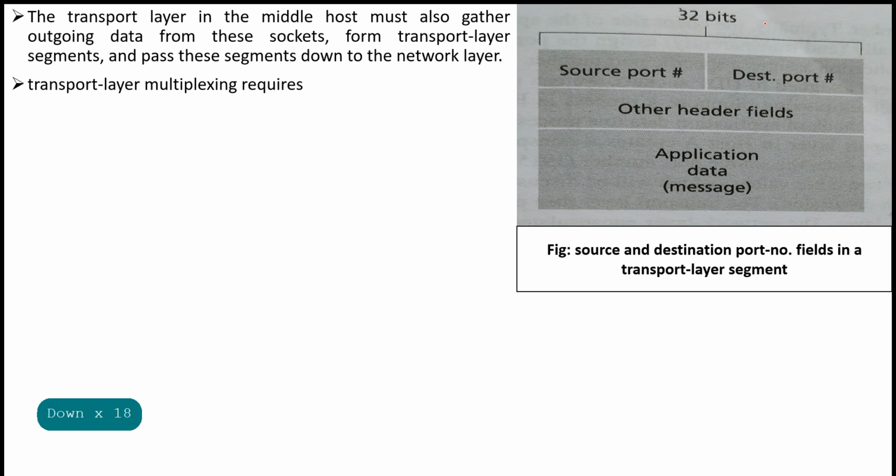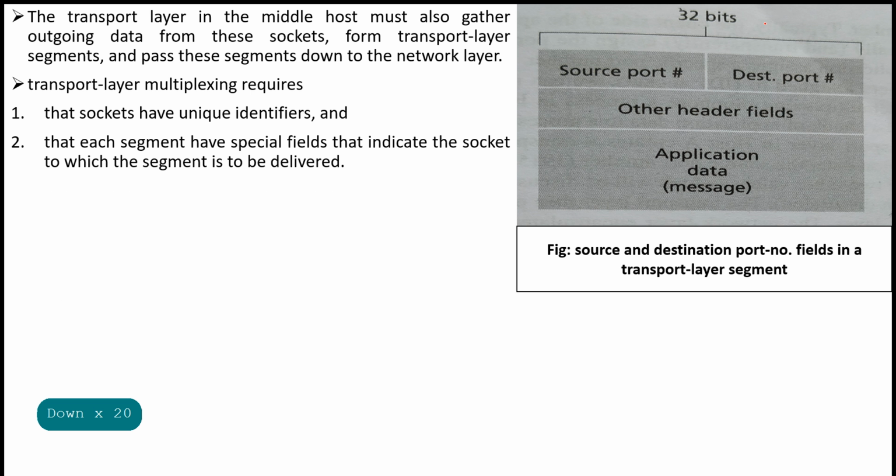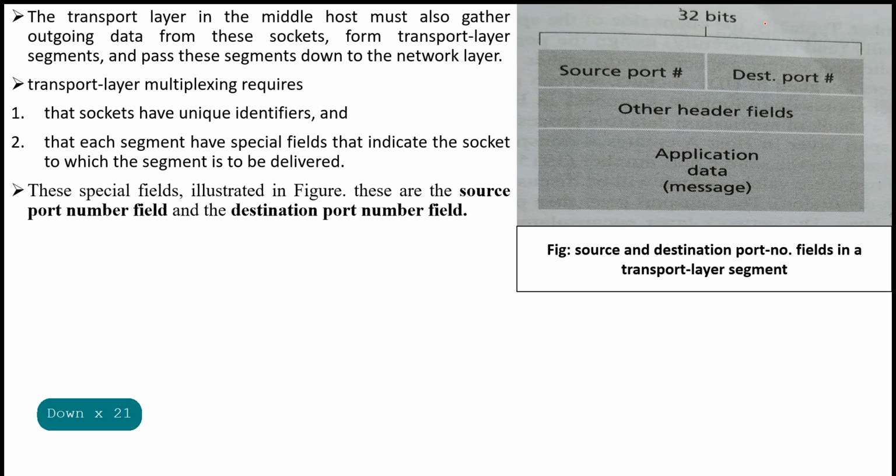Transport layer multiplexing requires that sockets have unique identifiers and that each segment have a special field that indicates the socket to which the segment is to be delivered. These special fields, illustrated in the figure, are the source port number field and the destination port number field.